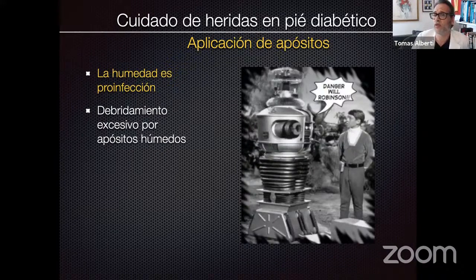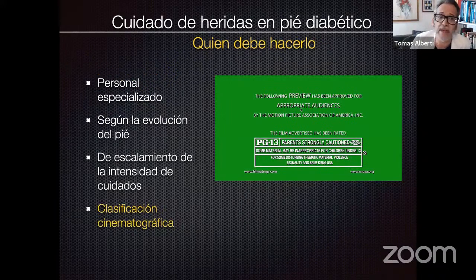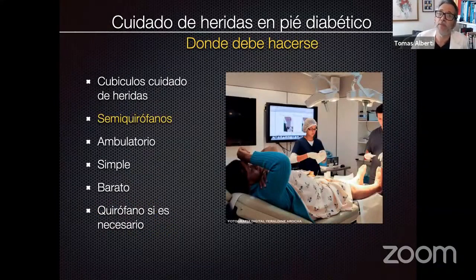¿Dónde debe hacerse? En cubículos de cuidado de heridas, que serían los más sencillos, y las curas más grandes en estos semiquirófanos. ¿Por qué son semiquirófanos? Porque tienen luz, porque tienen una cama multiposicional. También miren al final la computadora de a bordo, donde está la historia de cicatrización de la herida. Y el cuidado de heridas debe ser simple, barato, y en quirófano mayor solamente si es necesario.